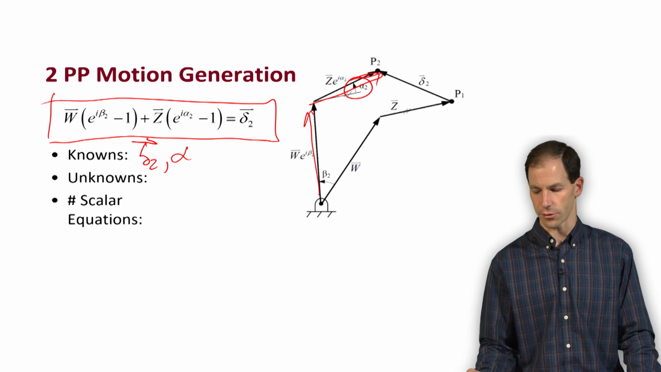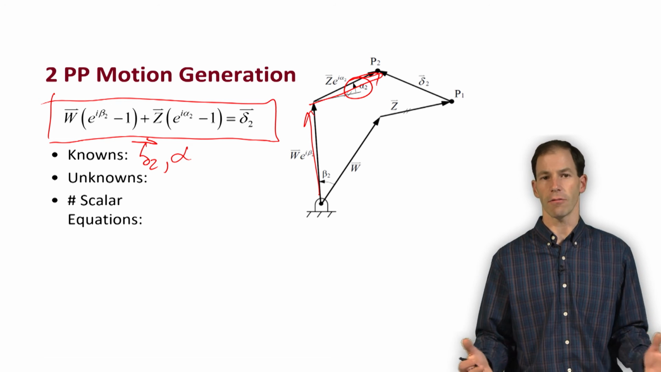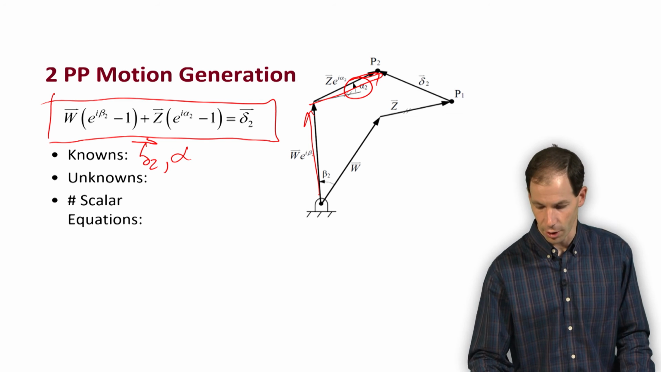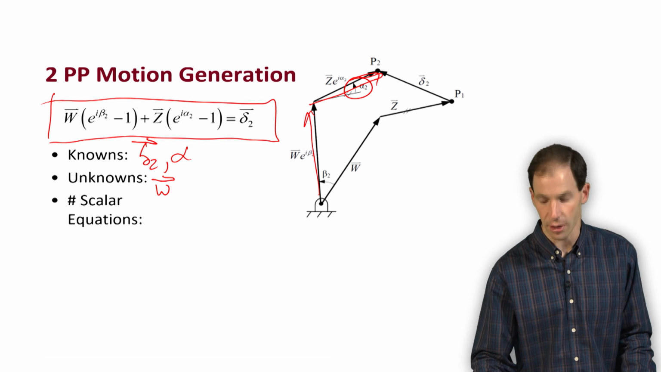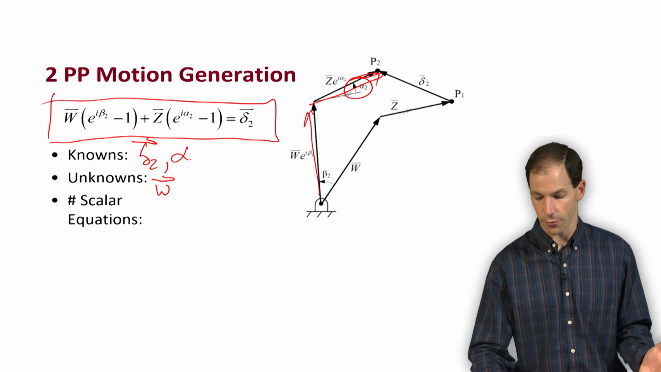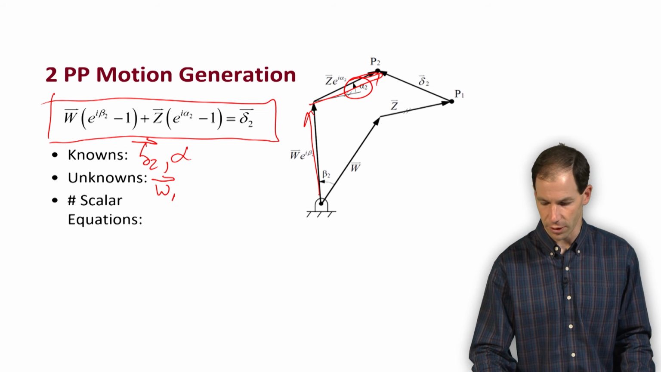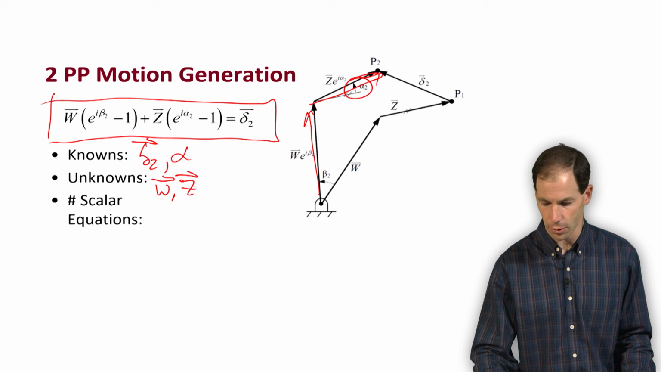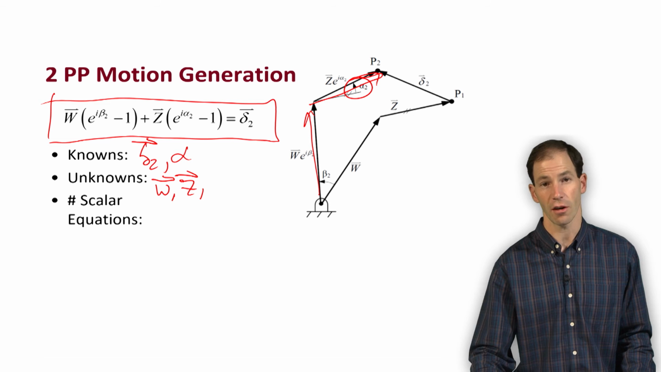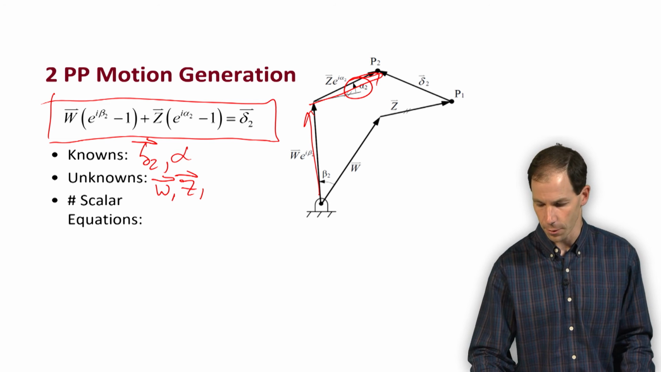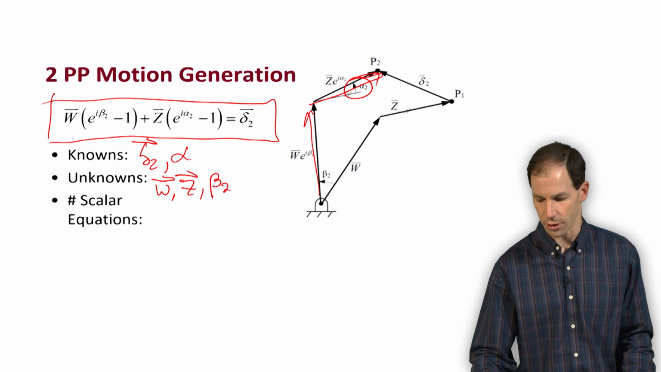Now my unknowns in this case. The unknowns are really everything else that's in that vector loop equation. I've got the W vector, which is a vector, therefore it has 2 components. I've got the Z vector, which also has 2 scalar components. And I have the rotation of my input link, the rotation of beta. So in this case, beta 2.